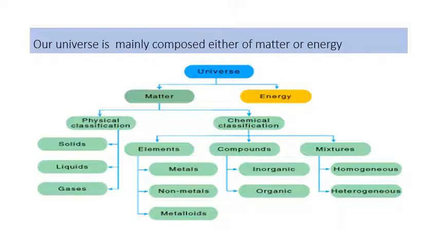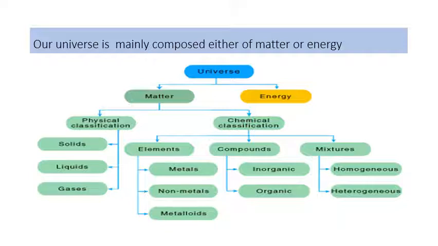Our universe is mainly composed either of matter or energy. We can divide the universe into matter and energy. Matter can be divided into physical classification and chemical classification. If we take the chemical classification, we have three items: elements, compounds, and mixtures.